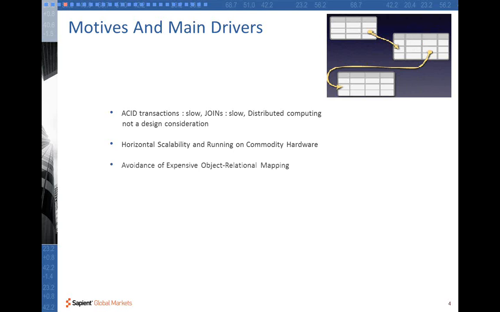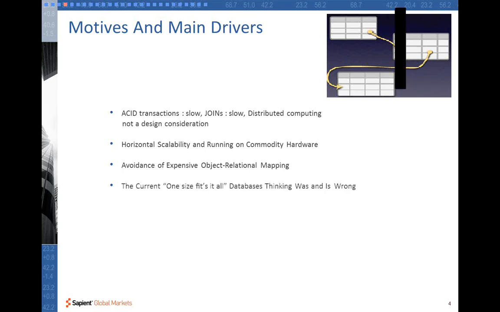Now coming to the second important point, which is avoidance of expensive object relational mapping. Most of the NoSQL databases are designed to store data structures that are simple. Now, this is particularly important for applications with data structures of low complexity that can hardly benefit from the features of relational databases. Relational databases give us too much. They force us to twist our object data to fit into an RDBMS.